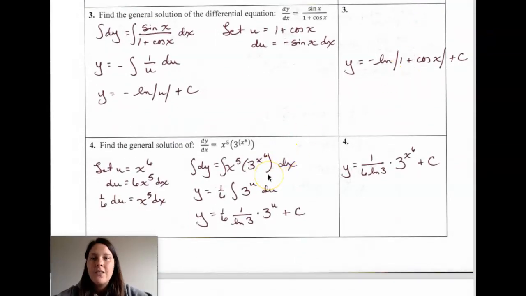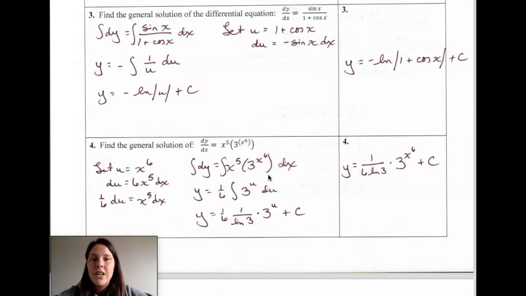Question 3, find the general solution. So we're looking for the integral. Since we're given the derivative, dy dx, we want to integrate to find the original function. So first of all, separate those variables, multiply both sides by dx, and then I used u substitution on this one. I noticed that the derivative of cosine is sine, pretty much, which is in the numerator.